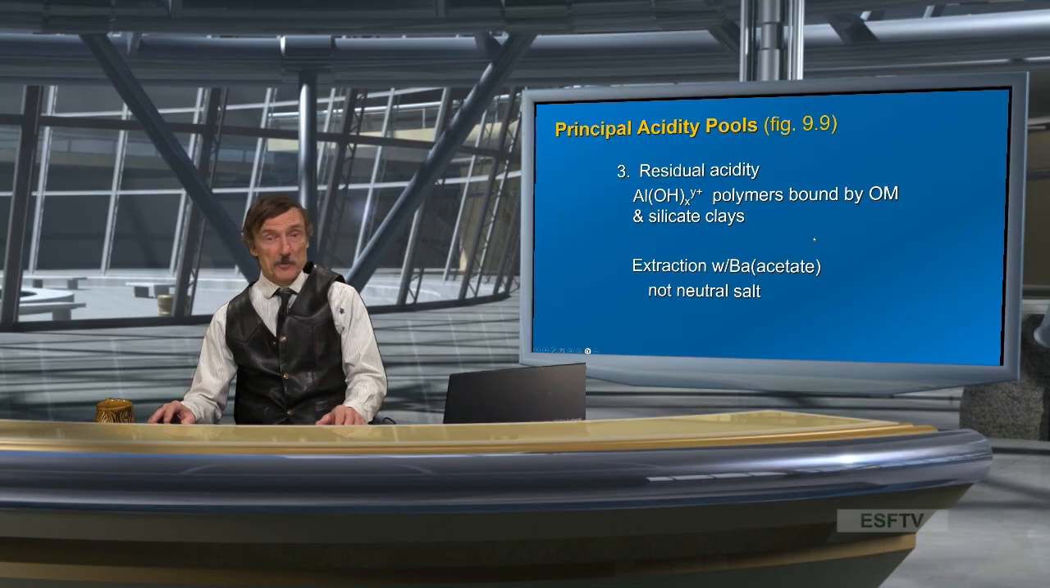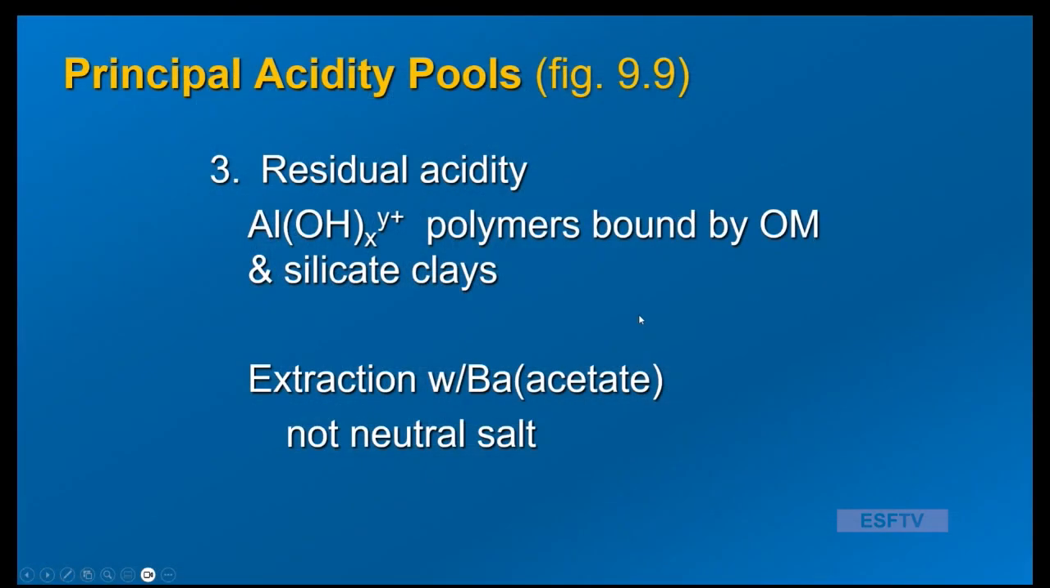And then the third pool, this huge monster pool, we talk about residual acidity. These are various concentrations, the combinations of these polymers, AlOHx, a whole bunch of them, to some degree of charge. And these are polymers, and they're held strongly by organic matter and silicate clays. We talk about residual acidity: this very large pool of rather complex aluminum hydroxyl polymers bound by organic matter and silicate clays.